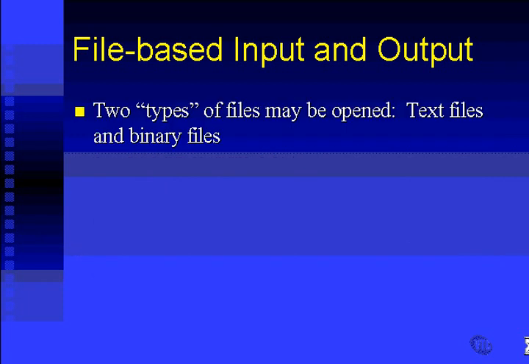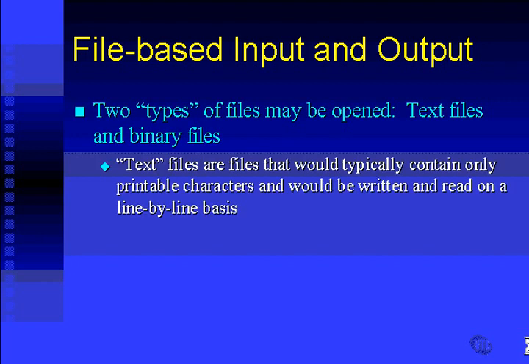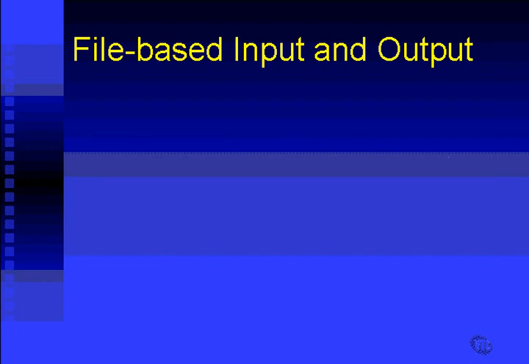Now, I need to talk to you about types of files. Now, I'm not talking about Word documents versus Excel spreadsheets versus text documents versus MP3 files. I'm not talking about that type of file. I'm talking about two different types of files as far as C programming is concerned: text files and binary files. Text files are files that typically contain only printable characters. In other words, they're just like regular text files.